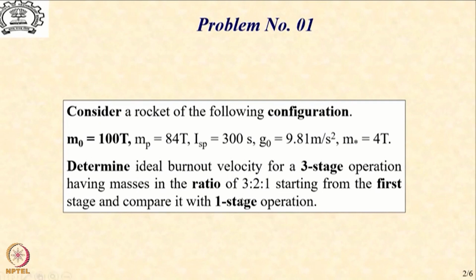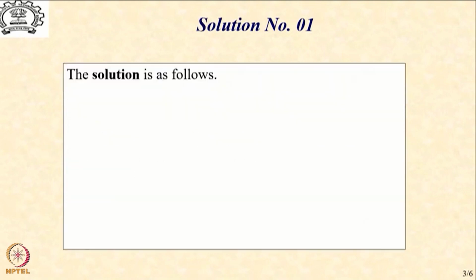And the order of this ratio is first stage, second stage and third stage, which means the first stage, second stage and third stage masses are in the ratio of 3 to 1. And then we have to compare this with one stage operation to see what benefit a 3-stage operation brings in. So let us look at the solution now.